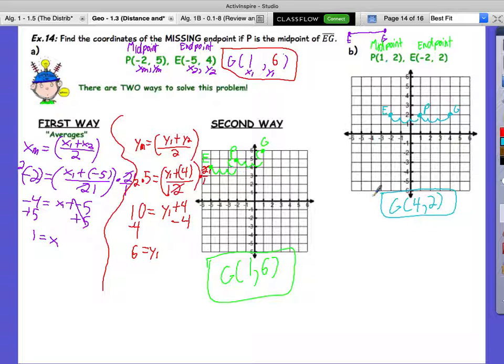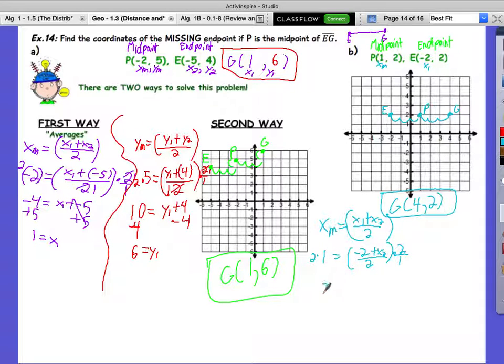Now, if we went through and did the averages, there's nothing wrong with that one bit. I'll walk through that method as well. x sub m is equal to x sub 1 plus x sub 2 over 2. The x of the midpoint was 1. x sub 1 or x sub 2, whichever you want to call it, it doesn't really matter, is negative 2. We don't know the other one, so we'll leave it as is. I mean, we know it now, we'll pretend we don't. So you'd still have this to start with, and you'd multiply both sides by 2, just like we did before, to get rid of this fraction that's dividing our x2.